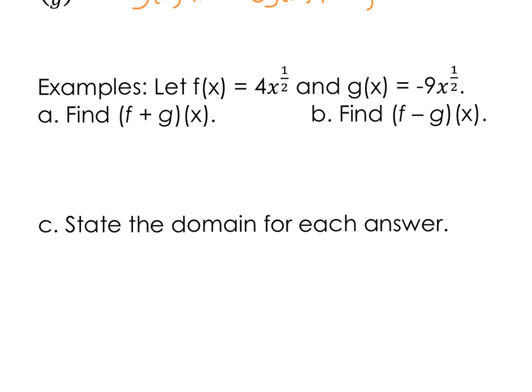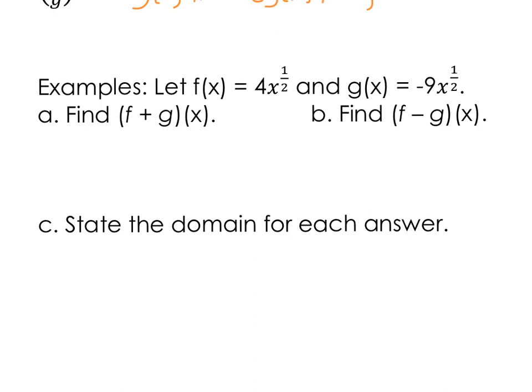Let's start with let f of x equal 4x to the 1/2 power and g of x equal negative 9x to the 1/2 power. Please write parts A, B, and C out and give yourself a little bit of room. If you have room to write part C over on the right of B, you're welcome to do that, or you can drop it down below. We will have 3 examples underneath this, so make sure you have room for 6 examples total.